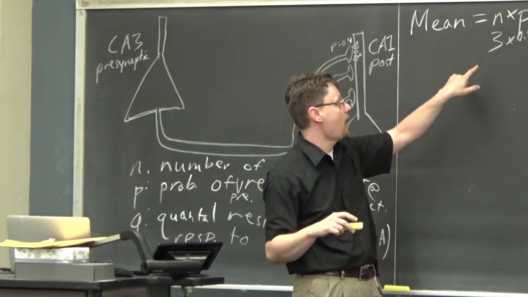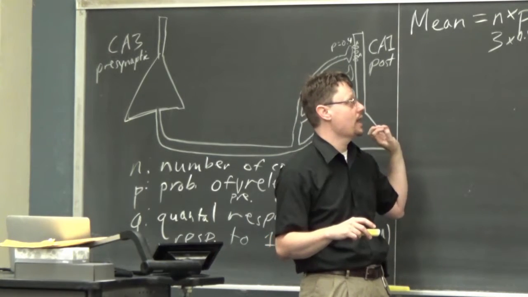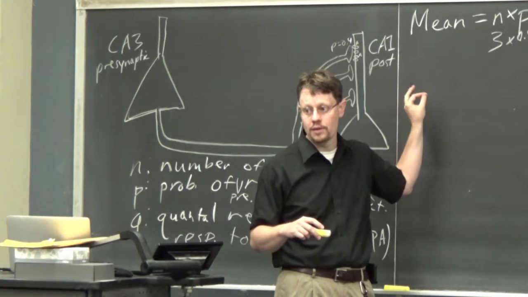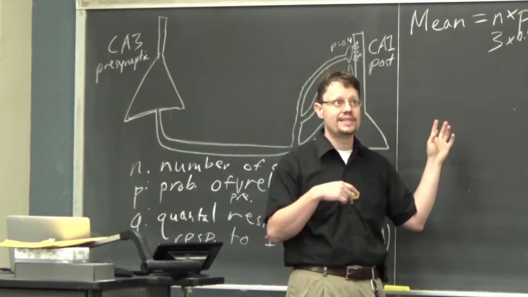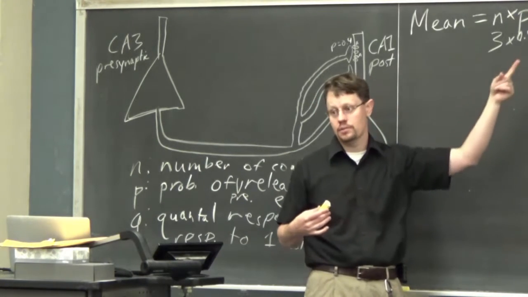Sometimes we'll get 3 millivolts because all 3 go. Sometimes we get 2 millivolts because some 2 of them go. Sometimes we get 1 millivolt because only 1 goes, and sometimes we get 0. But if we calculate out the probabilities and average them all together, the average is going to be 1.2 millivolts.